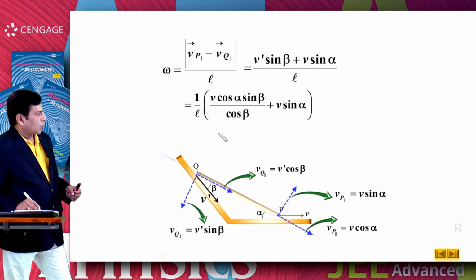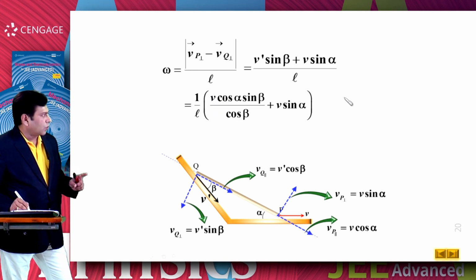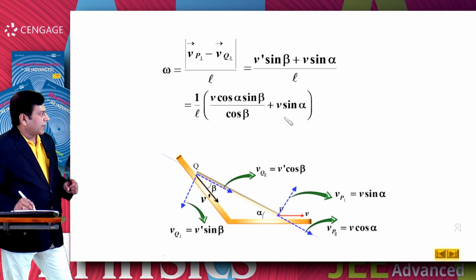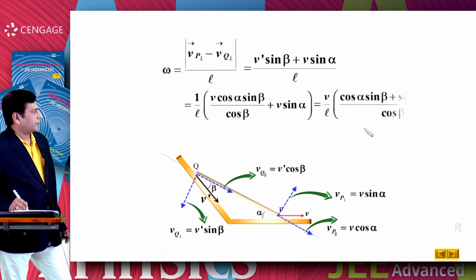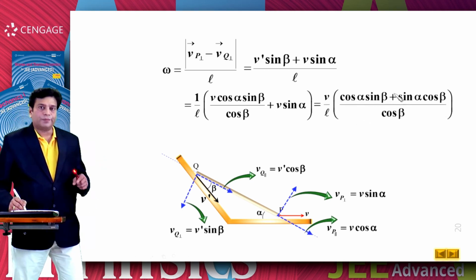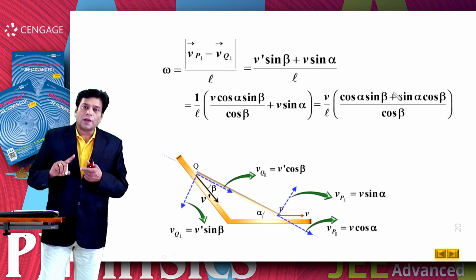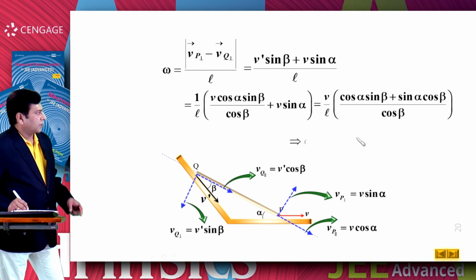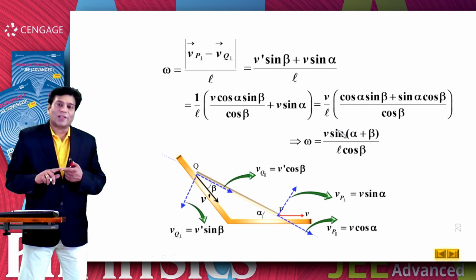We can take cos beta as common and take v also as a common. So this relation will be equal to v divided by L, and in bracket cos alpha sin beta plus sin alpha cos beta and overall divided by cos beta. And we know this term by trigonometry can be written as sin alpha plus beta. So this relation is going to be v multiplied by sin alpha plus beta and overall divided by L cos beta. This is the angular velocity of the rod.